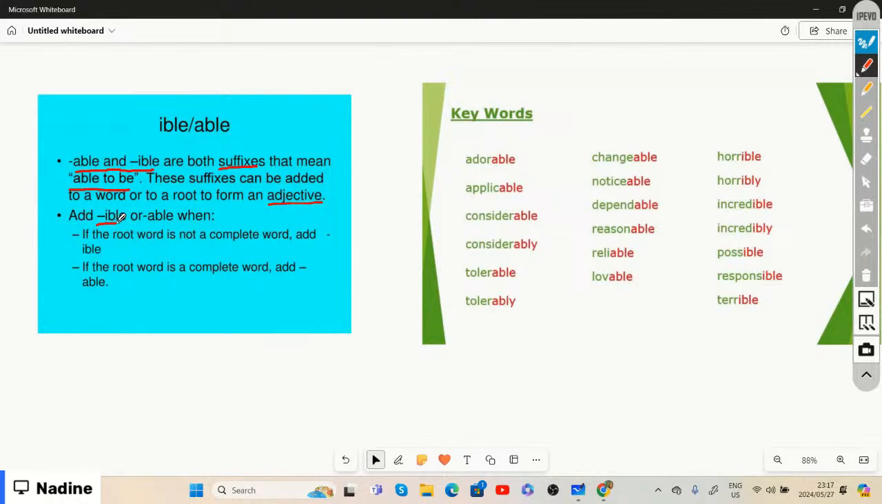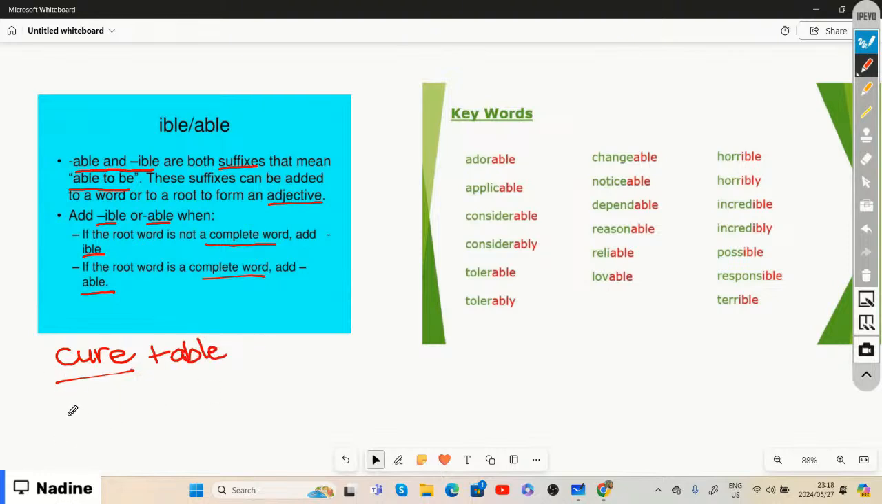If we add able or we add ible, right? When the root word is not a complete word, we add ible. And if the root word is a complete word, we add able. So, for example, with cure, we made an example of cure. That is basically a complete word, right? So we add able to that word, and then we get curable.